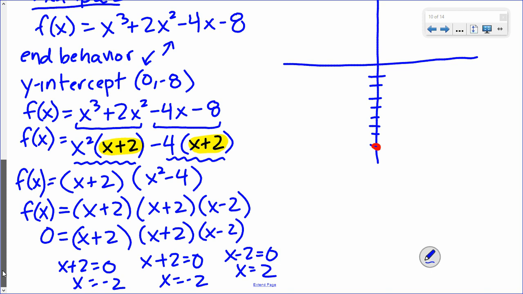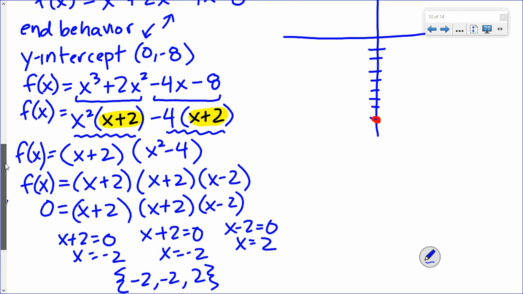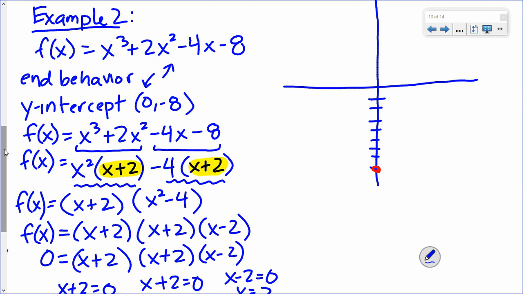Okay, so now I can take these solutions. I'm just going to write them out here. -2, I'm going to write it twice just so you remember what happens when you have it twice. -2, -2, and 2. I'll go over and I'll put those on the graph.